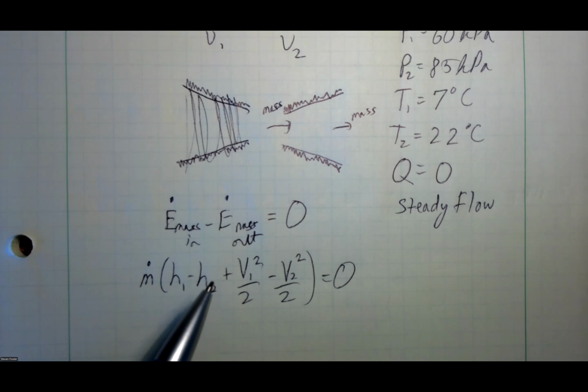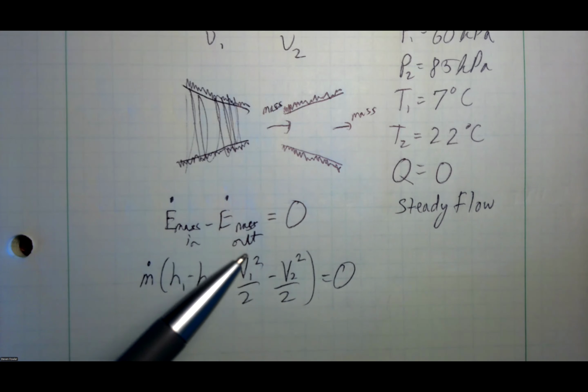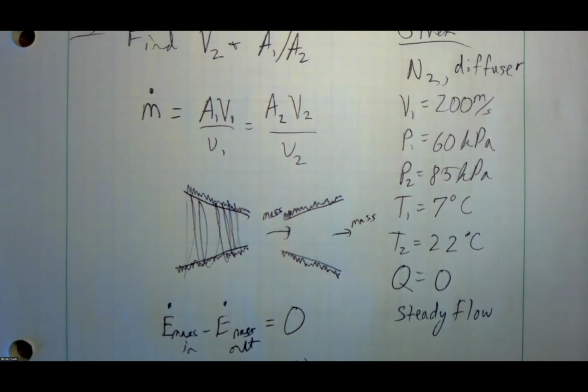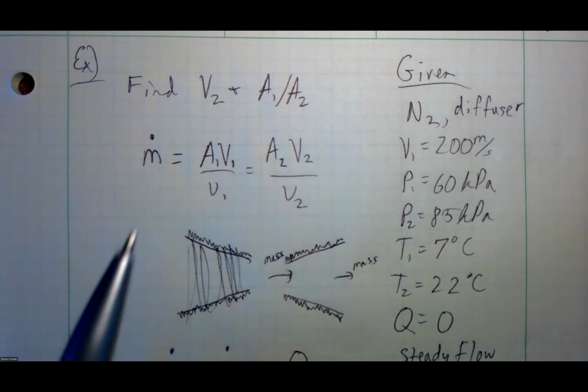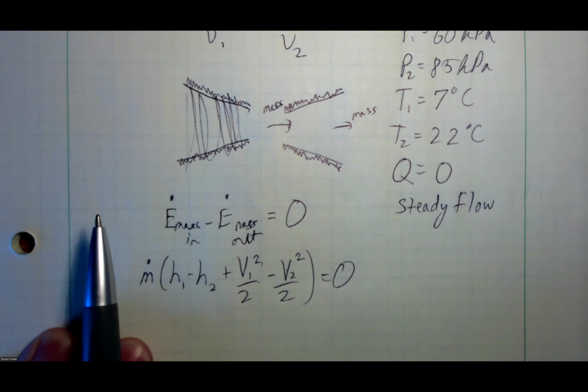Okay, so I've got a change in enthalpy. How do I know that? Well, I've got an ideal gas and I've got a change in temperature, so I've got a change in enthalpy. I also have a change in kinetic energy because it's a diffuser. By definition, I have a change in kinetic energy. And oh, by the way, what the heck are we looking for? We're looking for V2. This gives me a path towards V2 because I know V1, right?